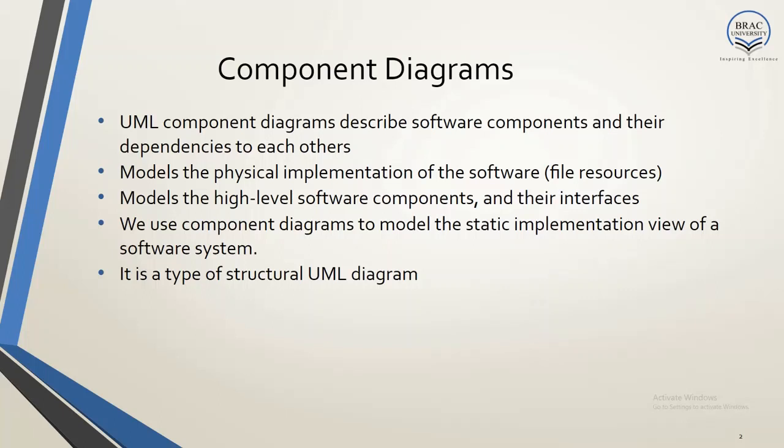So basically, we design how the software components interact with each other through their interfaces within a system. All these representations are shown in a component diagram. We also get the static implementation view of a full software system through these component diagrams. And finally, a component diagram is a structural UML diagram. So it falls under the structural UML diagram type.